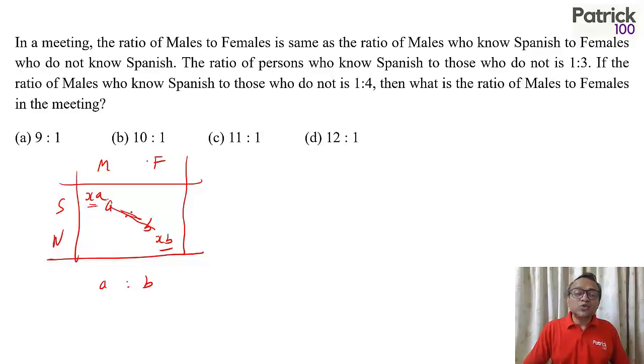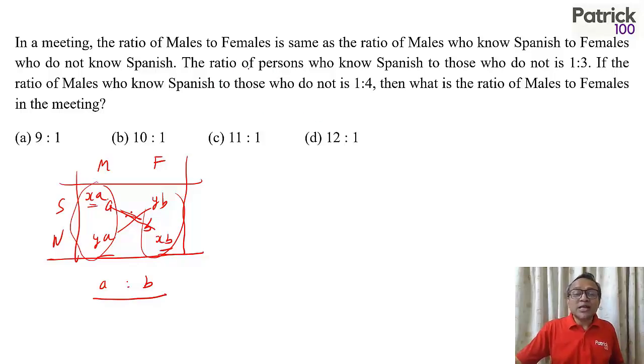And the persons who know Spanish, to get overall A is to B ratio, this also has to be A is to B, YA and YB. So that the overall ratio will become X plus YA to X plus YB, the ratio will become A is to B. Because if the overall ratio is A is to B and one part is A is to B, the second part also has to be A is to B to maintain the ratio.